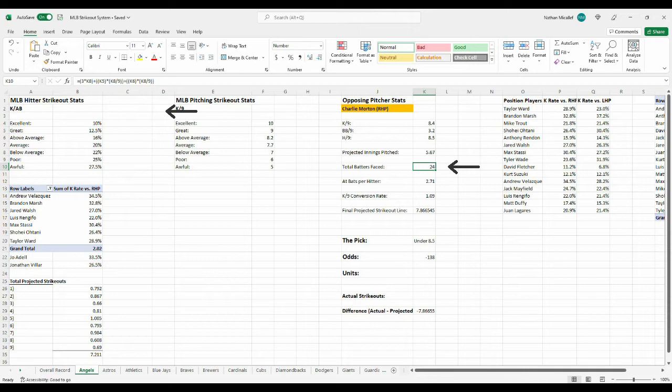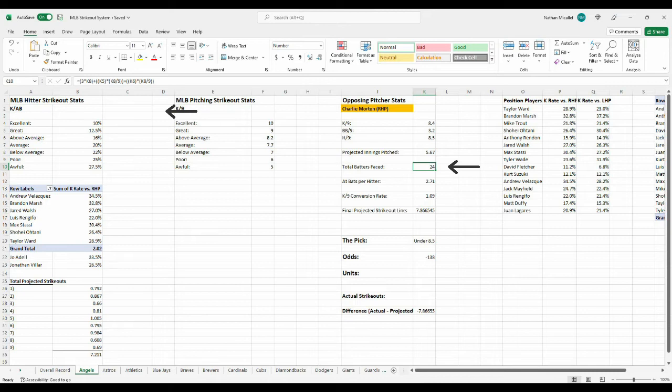The next aspect of this formula is taking into account the number of walks that the pitcher is going to have in his outing. So I take the K5 cell, which is the walks per 9 innings cell, which Charlie Morton averages about 3.2 walks per 9 innings pitched. And I multiply that by the projected innings pitched and divide that by 9.